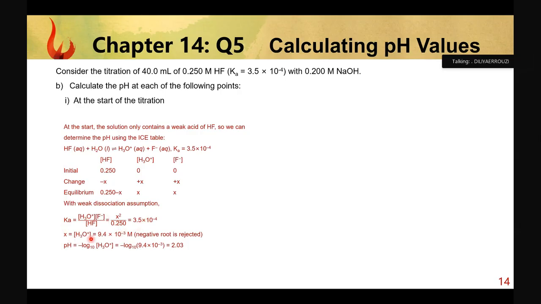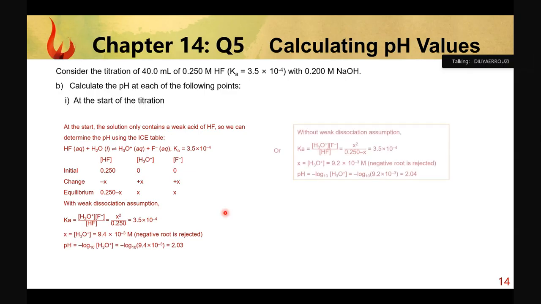Now we can get the concentration of protonated water, which is x equals this, but that is not important. So just know the proton concentration, so we can calculate the pH by this. This is the start. If you decide not to use the weak dissociation assumption, it's basically the same, just bring in all the equations. So it's 2.04. It's just an option, but you can use both. You can write both, and it's all correct.